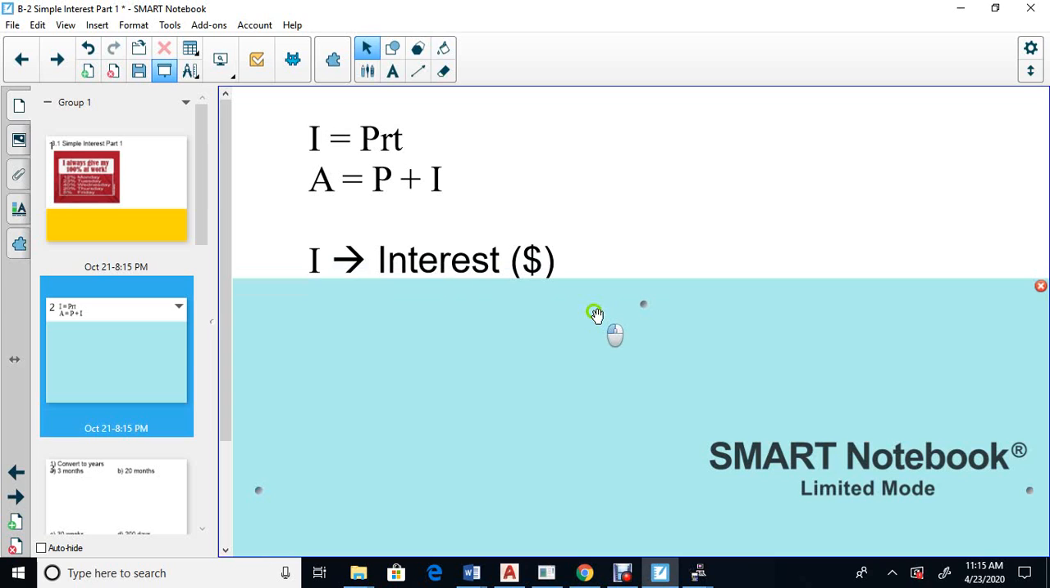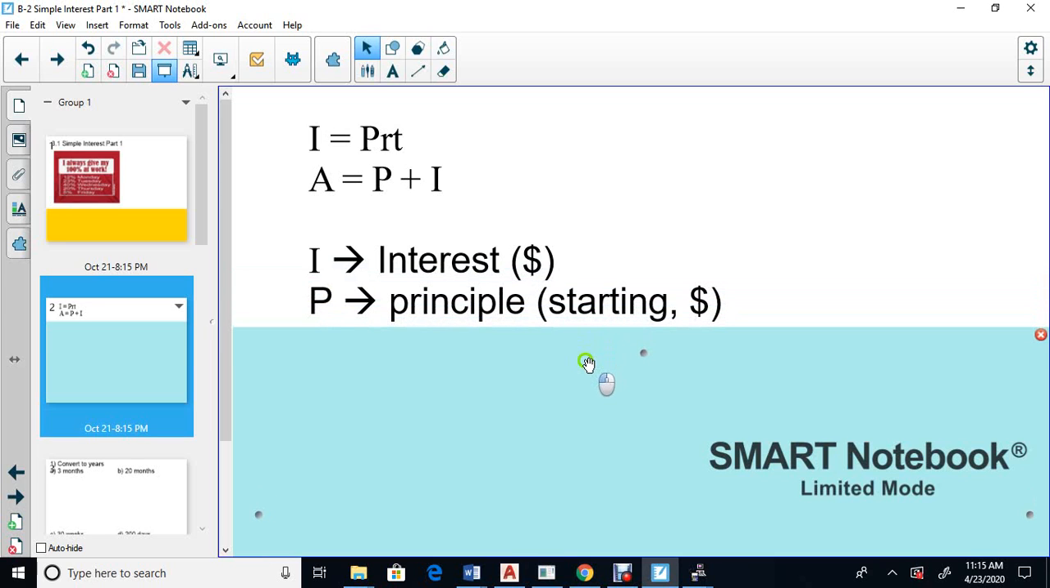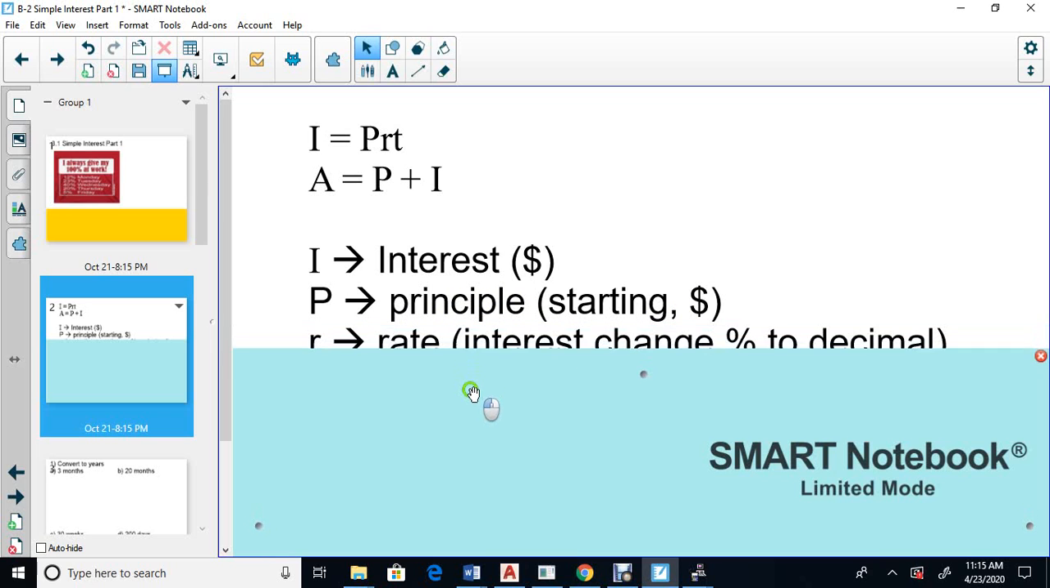I represents interest, and it's in dollars. P represents principal. It's what you start with at the very beginning. That's how much money you invest. So this formula is for investing. You put money into an account and you earn interest at the end. Okay, so this is the principal, what you start off, what you put into the investment.